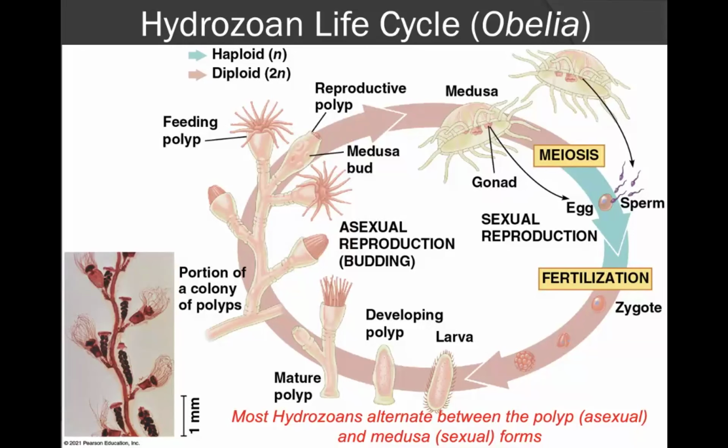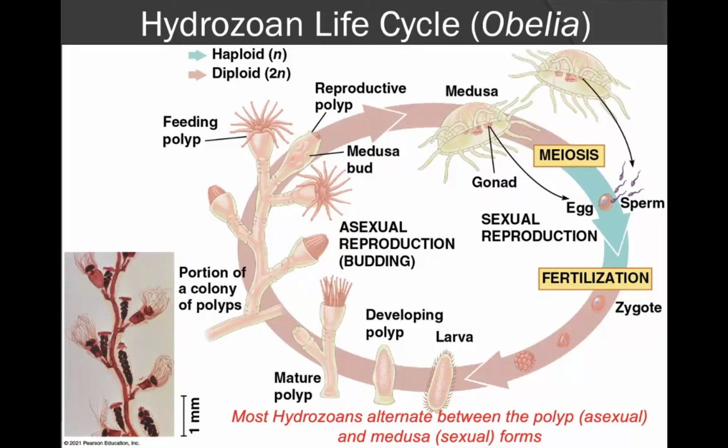This diagram depicts the typical life cycle of a hydrozoan. Note that the reproductive form exists in the medusoid body plan. The medusa will undergo meiosis in the gonadal tissue to eventually form the egg or the sperm. These will join and undergo fertilization to form a zygote. The zygote will develop into a larva, and the larva will exist in the polyp form.